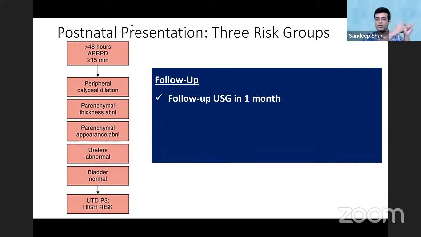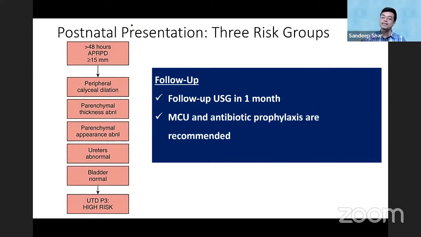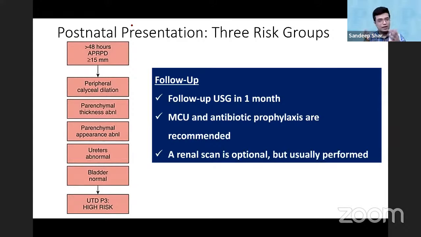So, earlier we were doing 1 to 6, then 1 to 3. Now it is within 1 month, you have to repeat another ultrasound. MCU and antibiotic prophylaxis have to be started. And renal scan is optional, but in practice, even Nelson also agrees that renal scan is done by most of the nephrologists or pediatricians in high-risk category, right?